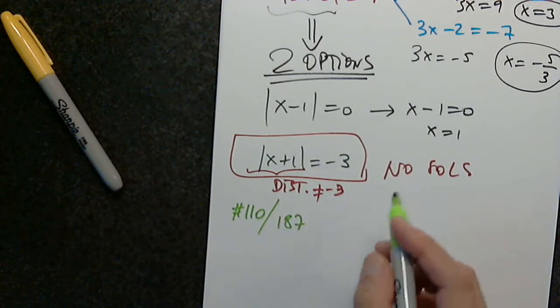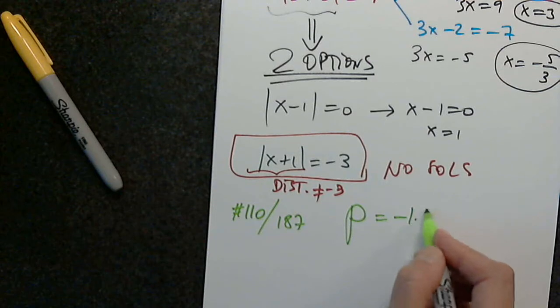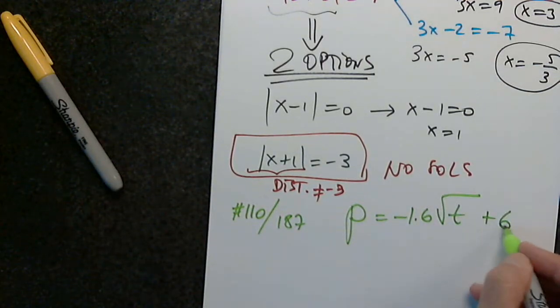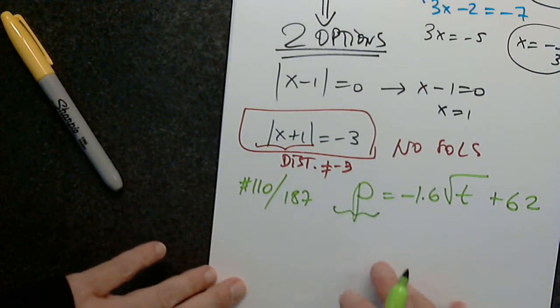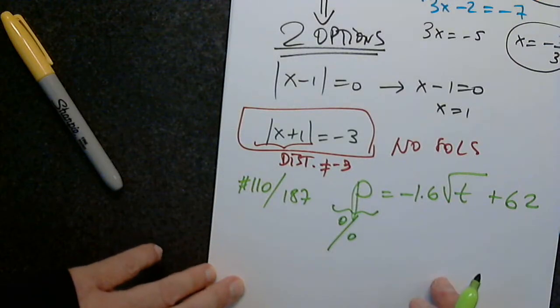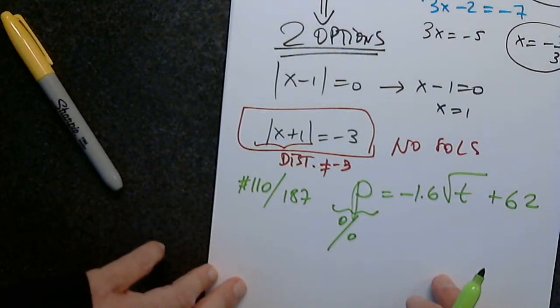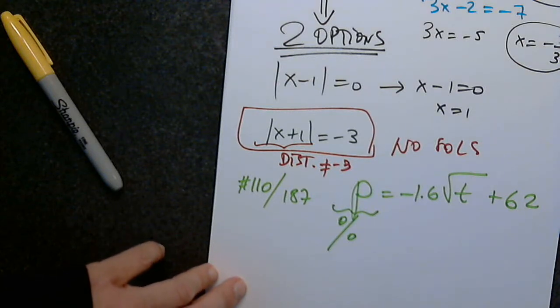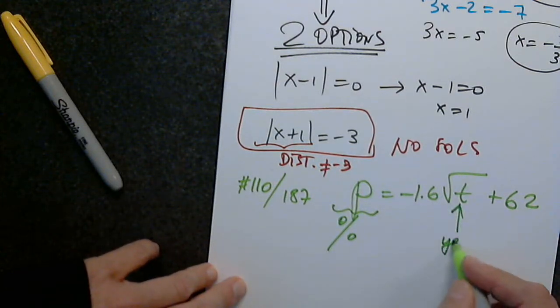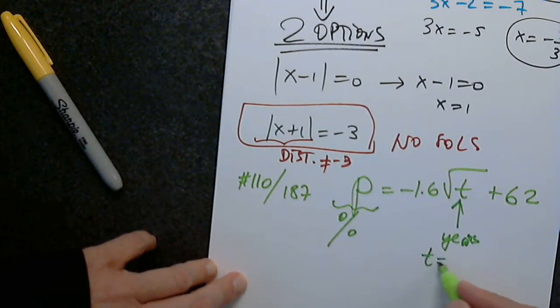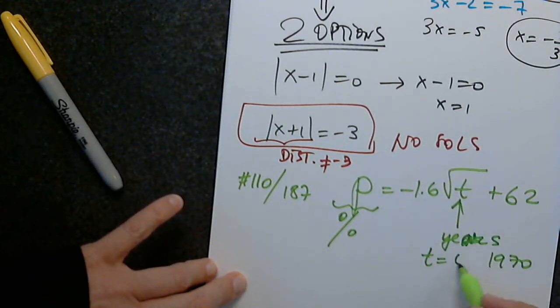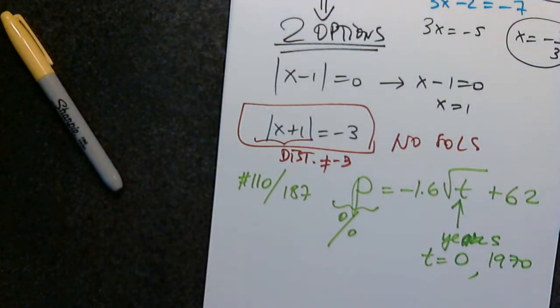Yes, 187. So we are given a formula, P equals negative 1.6 square root of t plus 62, which models the percentage. This is the percentage of jobs in the U.S. labor force, P, held by men, t years after 1970. Which means t equals what for 1970? 0. T years after 1970 means 1970 represents 0.